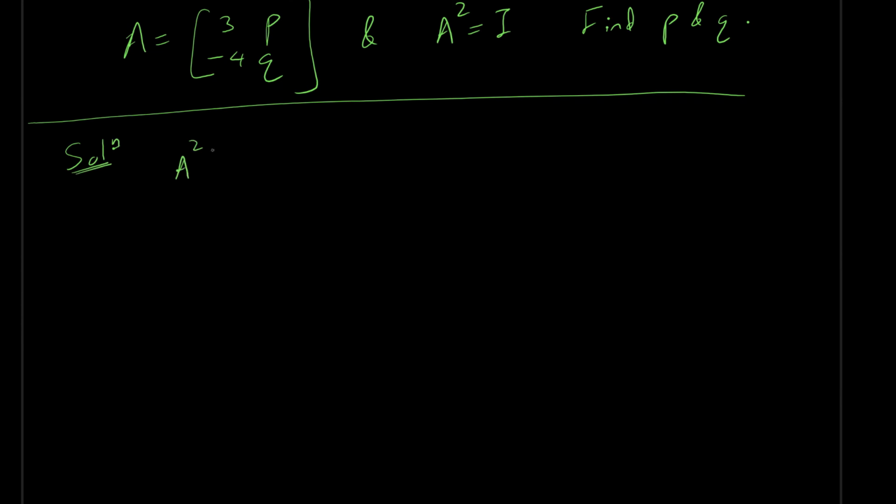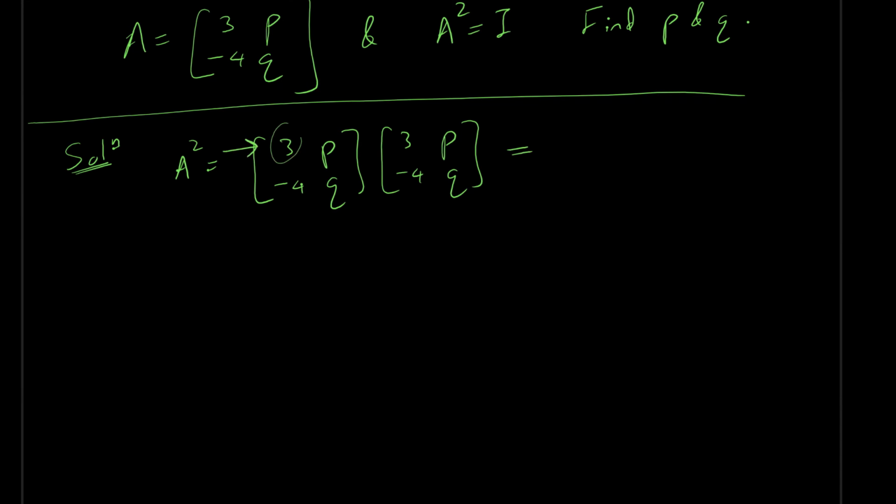So A squared, what you need to do, 3P negative 4Q, 3P negative 4Q. So let me choose another color. So this row, this column, so 3 and 3, 9. This and this, so minus 4P.